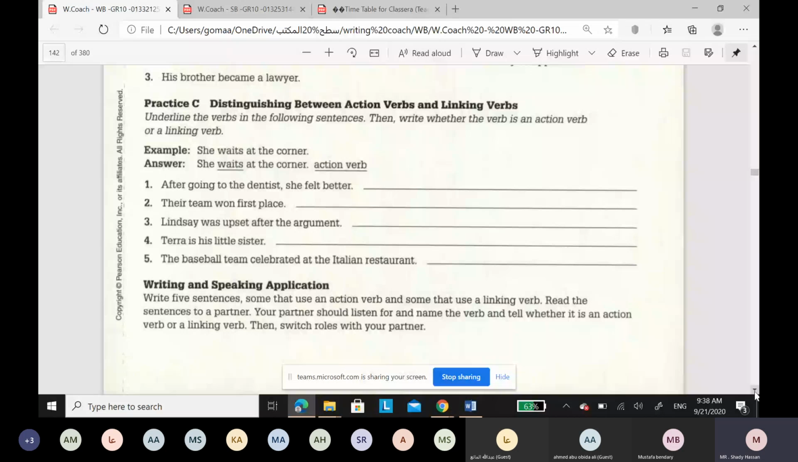Number two, the team won first place. Where's the verb in here? Won. Yes, won, which is the past tense of win. Do you think it's linking or action? Action. Yes, because it's the fact that they won first place. No, this verb expresses an action. It's not linking parts of the sentence.